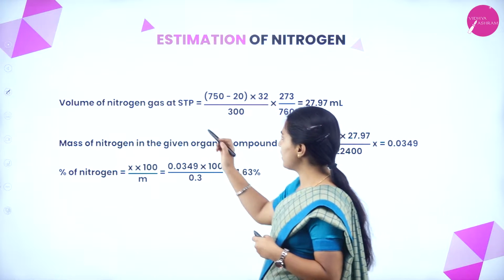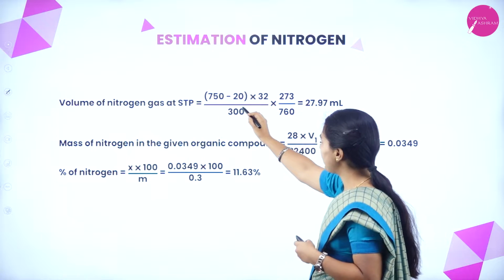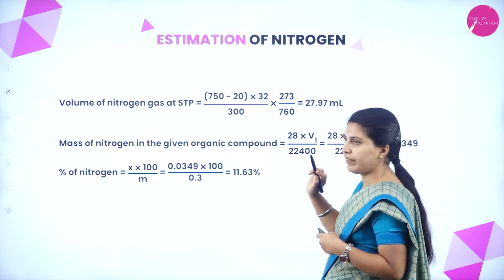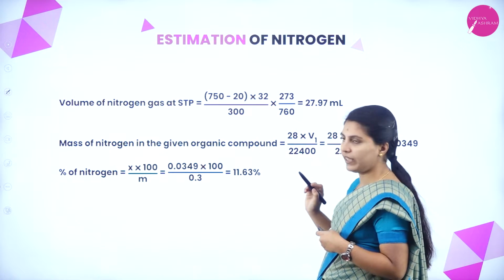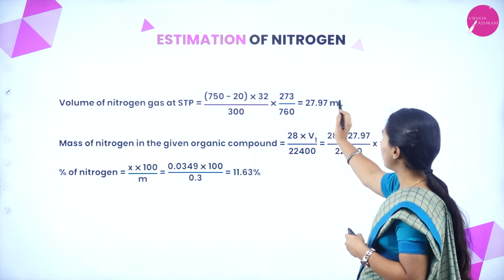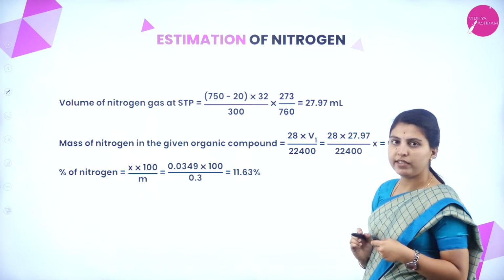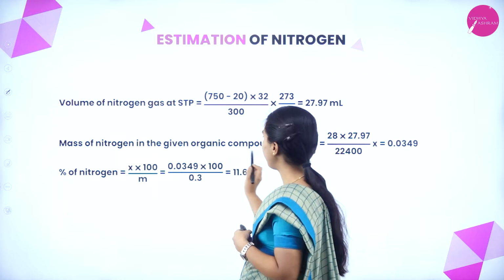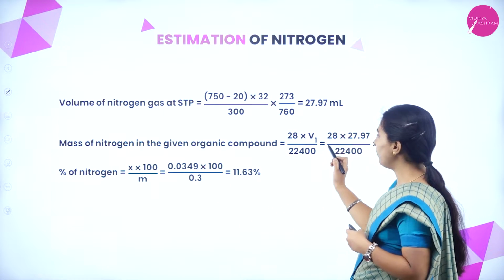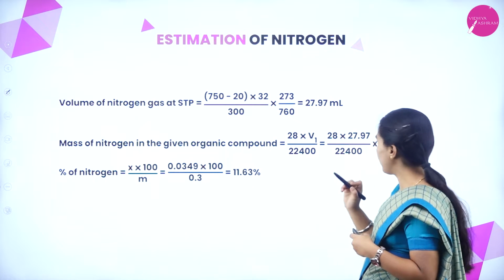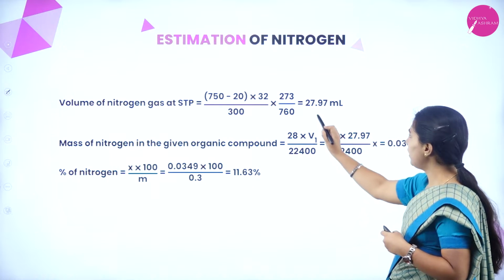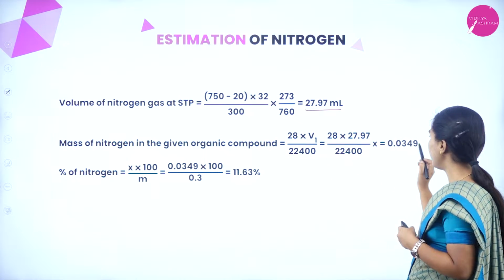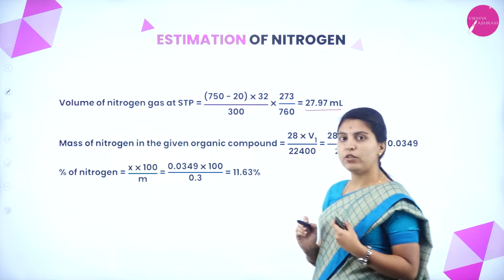And the volume of nitrogen gas at STP is 750 minus 20 into 32 divided by 300 into 273 by 760. P minus F into V they have given, right? Overall, after calculation, 27.97 ml will be given. So, mass of nitrogen in the given organic compound is 28 into V1 by 22,400. How much will you get? Here V1 you have got, that should be substituted over here. You will get 0.0349.